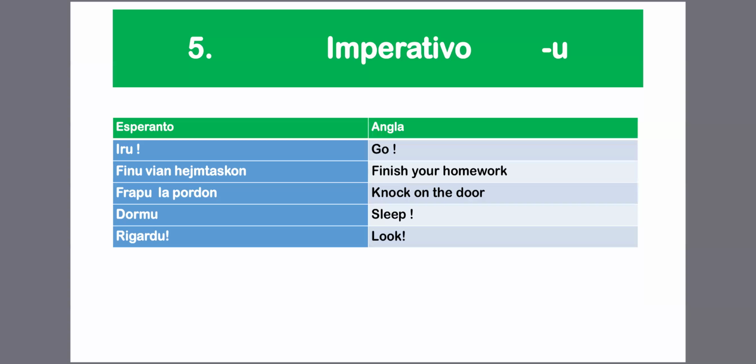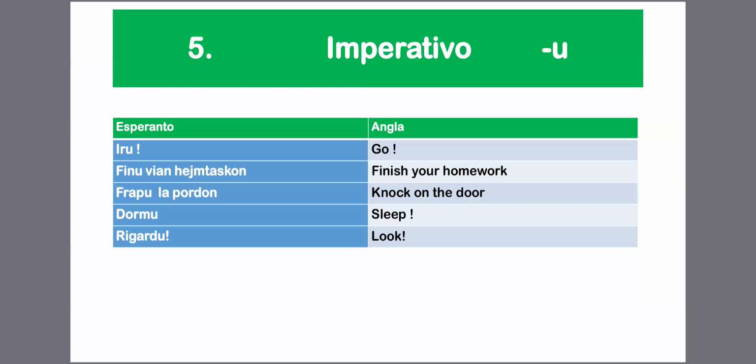Finu vian hejmtaskon. Finish your homework. You can see that there is an obligation inside. I'm commanding something. Frapu la pordon. Knock on the door. I can say knock on the door. It's an obligation, I told you. Dormu. Sleep. Rigardu. Look. So this is the way you can use the imperative in Esperanto to express your will, or to express your message to others.